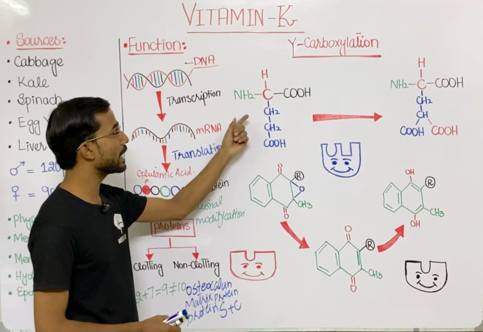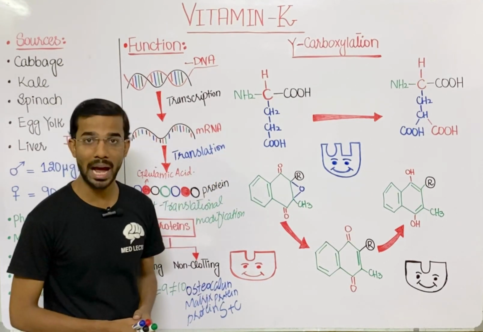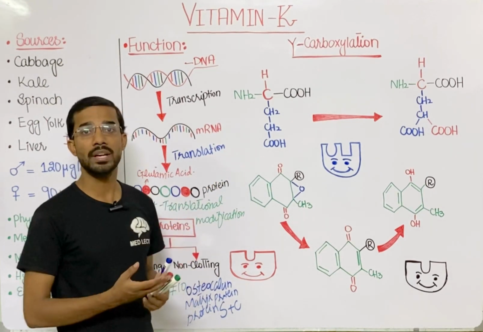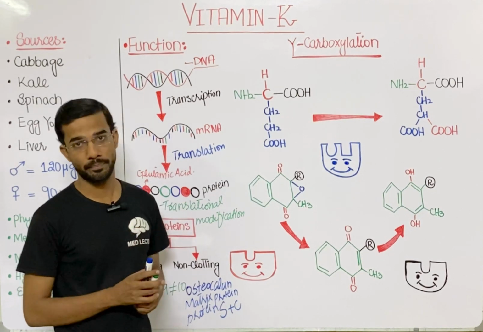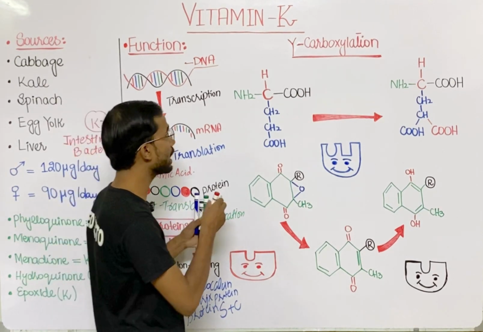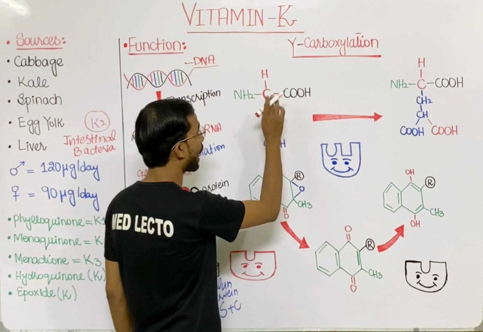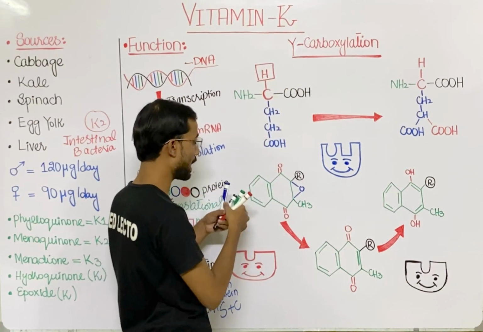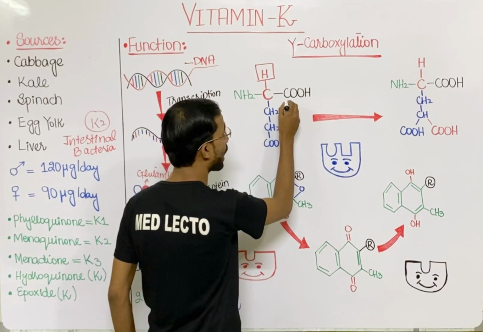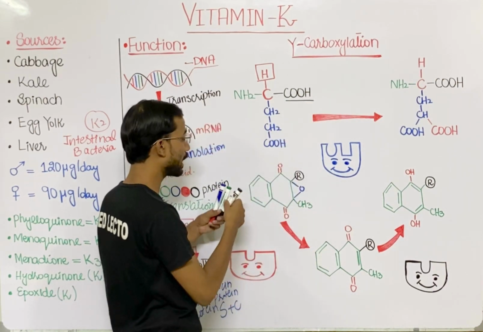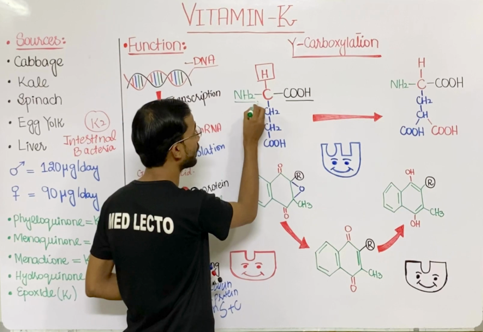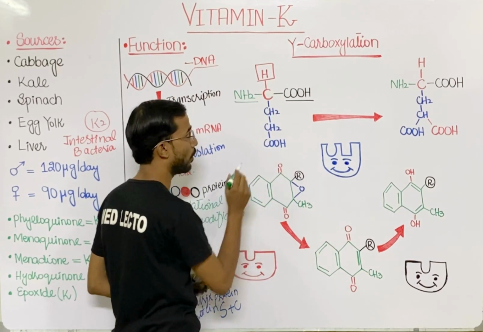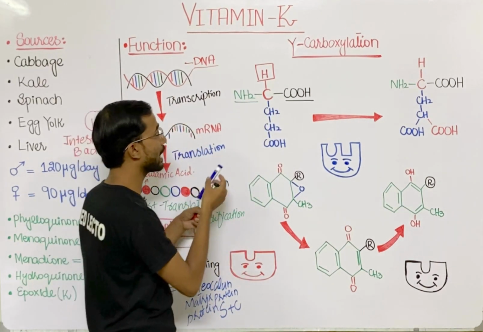Here you can see the structure of glutamic acid. Basically, amino acids contain four major groups. The center will be the carbon. On one side you will see the hydrogen group, on the other side the carboxylate group, and on another side the amino group, and that is the alkyl group. That is actually the glutamic acid.